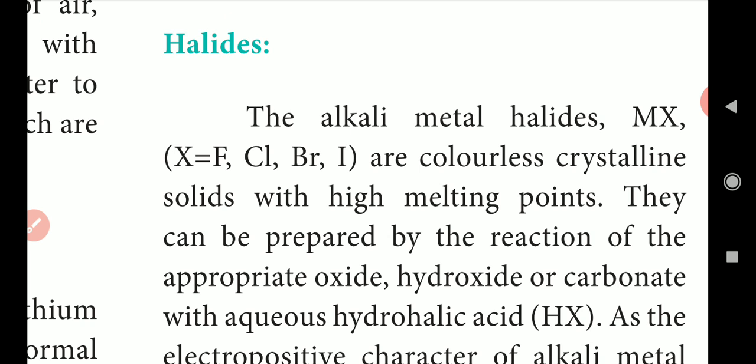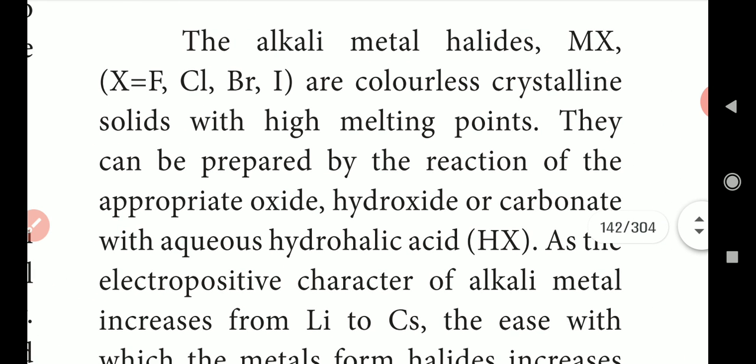Next we discuss the halides. Alkali metal halides are formed when the metal combines with a halogen. They are all colorless crystalline solids with high melting points. They can be prepared by the reaction of the appropriate oxides, hydroxides or carbonates with aqueous hydrohalic acids.